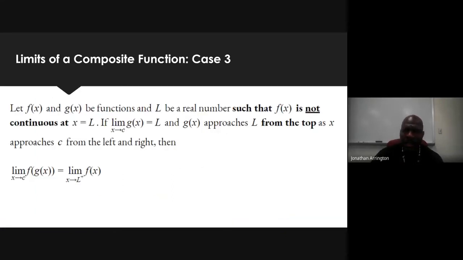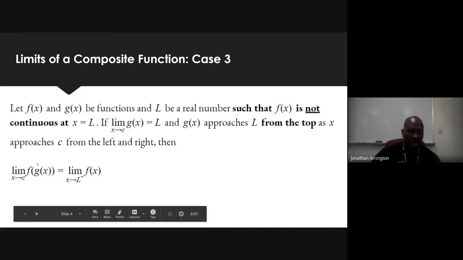So again, f of x is not continuous at x equals L. Again, L is the value of the limit of the inside function. But in this case, g approaches L from the top, not from below, as x approaches c from the left and the right. So in this case, the limit of the composite function is going to be the limit as x goes to L plus of f of x, the outside function.